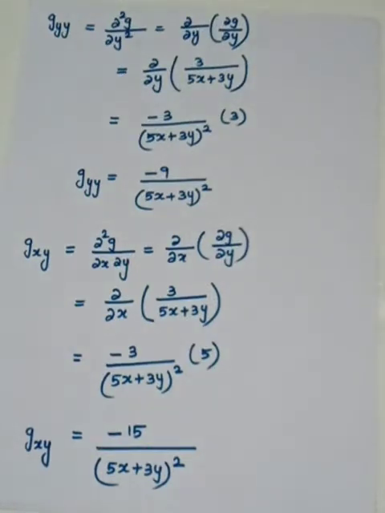Next what is it? gyy. How will it be written? Dou squared g by dou y squared. So it can be split as dou by dou y of dou g by dou y. So dou g by dou y is substituted.